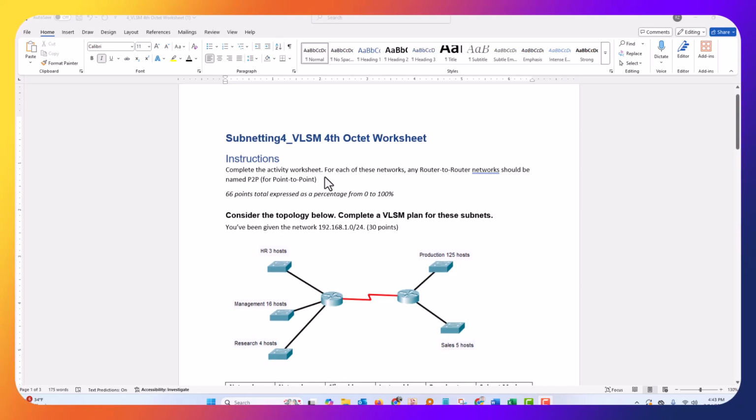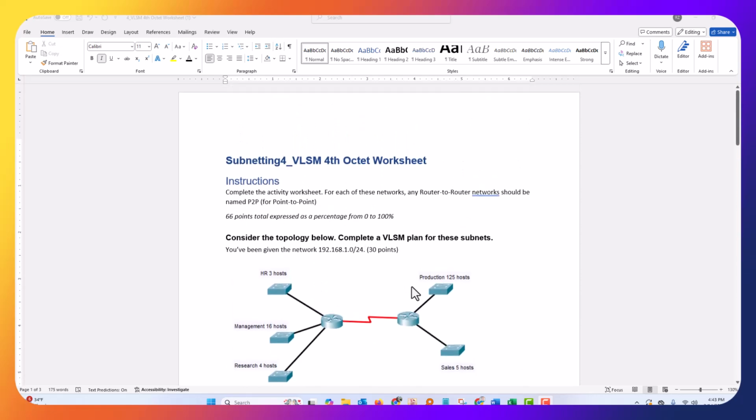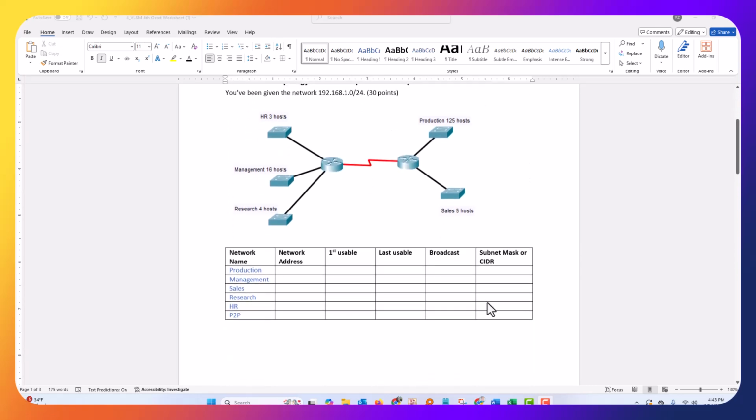Okay, in the VLSM problems, we always start with the largest and go to the smallest. We have different size networks for each of the different networks here, and we have to take into account the point-to-point network. Now, I've already put these in order from largest to smallest. It's actually better if the student did that themselves, but in this case, I've given it to them.